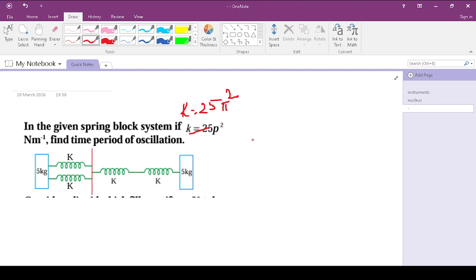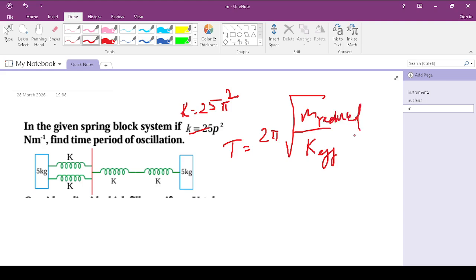So what is the mistake people commit over here? See, you know the formula for finding the time period, 2 pi into root over m by k. Because there is a system of springs here, and there are two masses here, we have to use m reduced. There's a concept of m reduced.